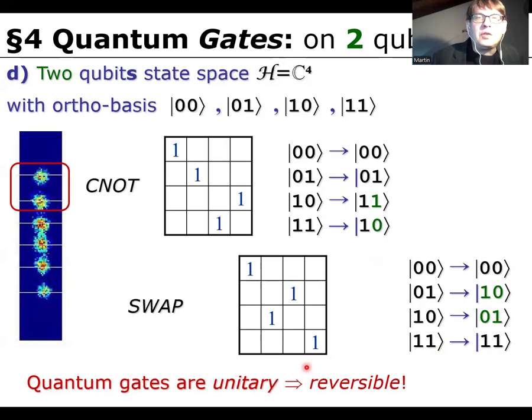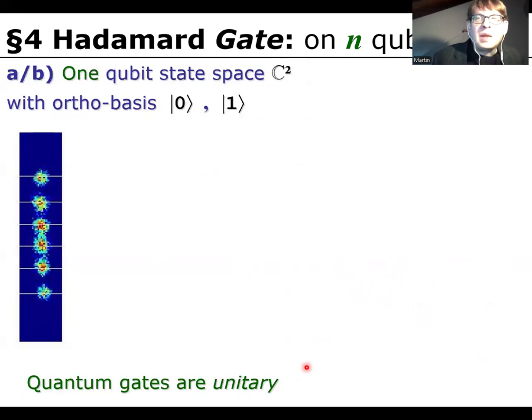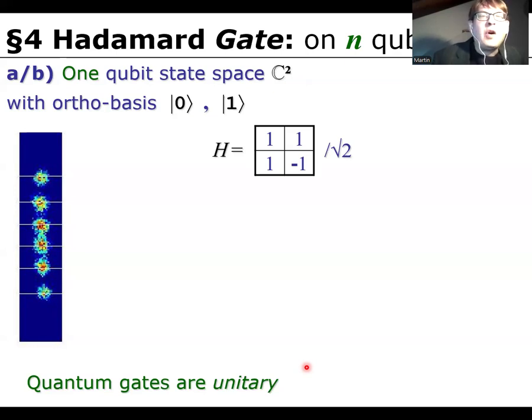Now moving on to gates on more qubits. Now we start again with a 1 qubit gate, namely the so-called Hadamard gate. The Hadamard gate mixes the 2 qubits. It creates an entangled state out of an orthogonal vector: 0 becomes the entangled state 1, 1, and orthogonal vector 1 becomes the entangled state 1, minus 1.